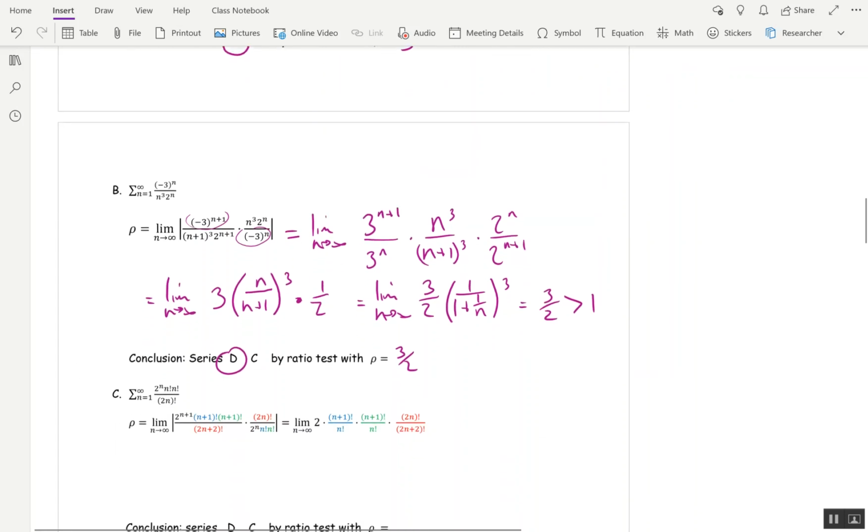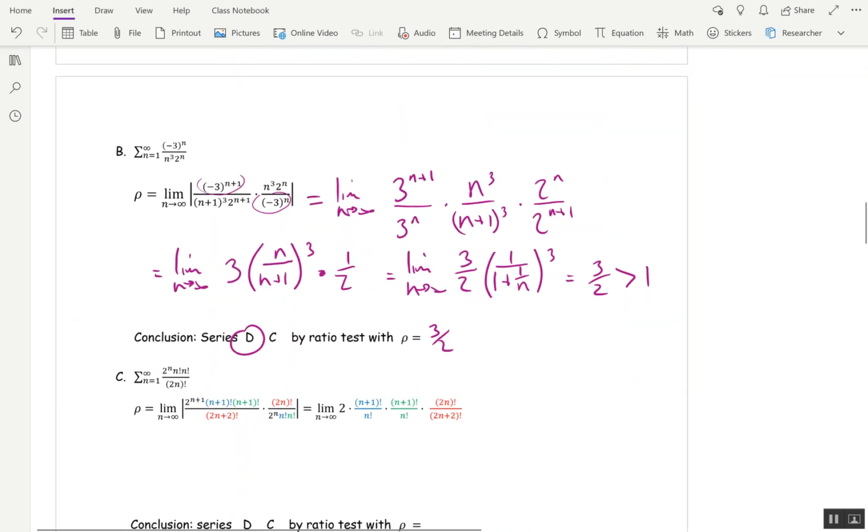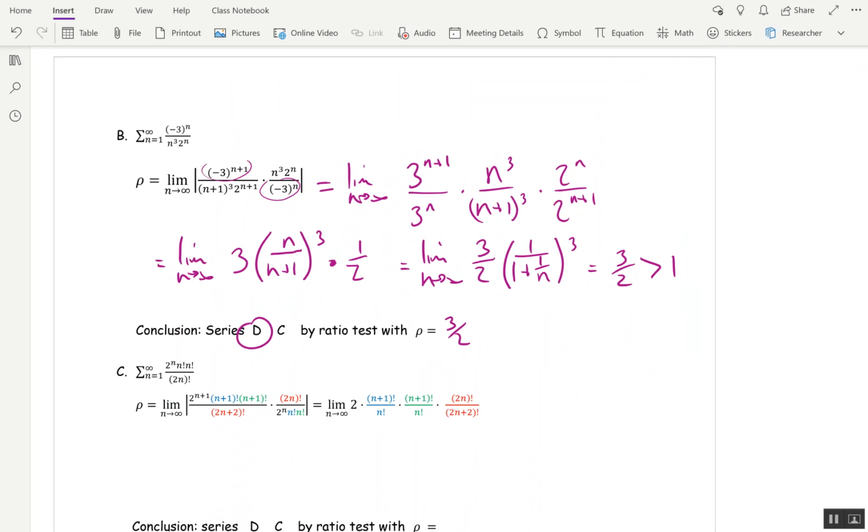All right, next example. A lot of factorials here. So what I've done is I've done the first 2 steps and I've color-coded things so you can see what I'm grouping. This is the n plus 1th term, and I'm multiplying by the reciprocal of the nth term. 2 to the n plus 1 over 2 to the n, the guys in black, that simplifies to 2. Then I'm going to group the terms in blue, n plus 1 factorial over n factorial, and the terms in green are the same, and then I'm going to group the terms in red. So now I'm ready to simplify before I take the limit.